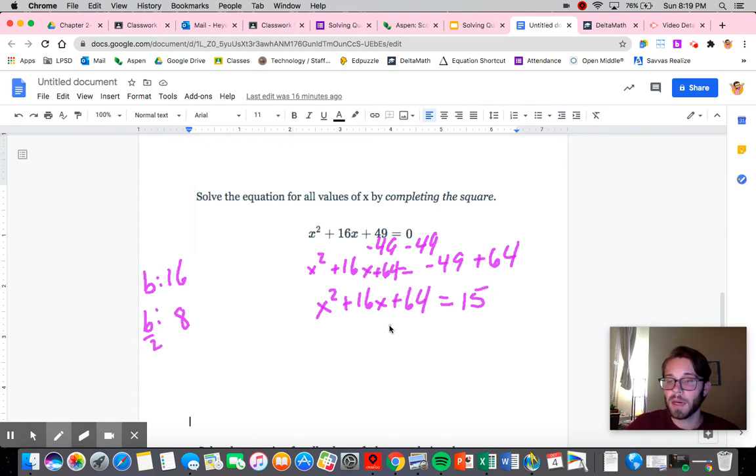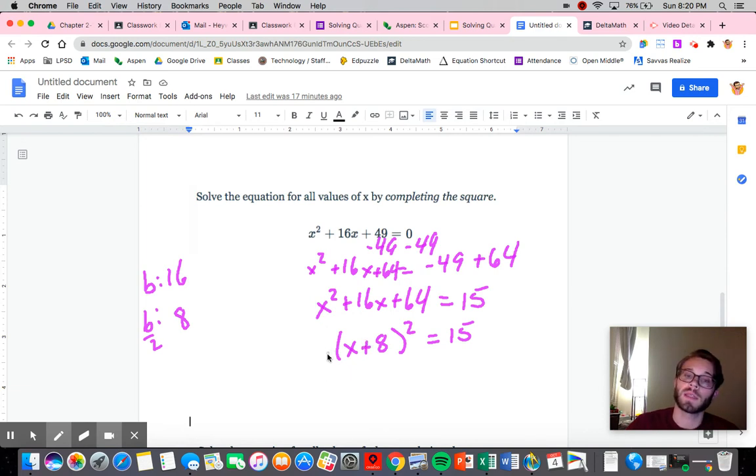All right, because we added b over 2 squared to both sides, this should be in the form of a perfect square trinomial. So we can rewrite this as x plus 8 squared equals 15. The reason is that this is 8 squared, and this is 2 times 8, which is b, right? That is what we're looking for in the perfect square trinomial. That was one of our special cases of factoring.